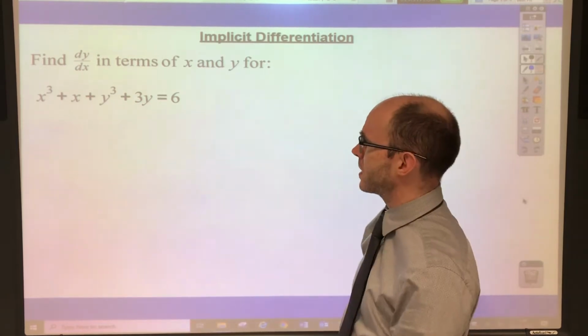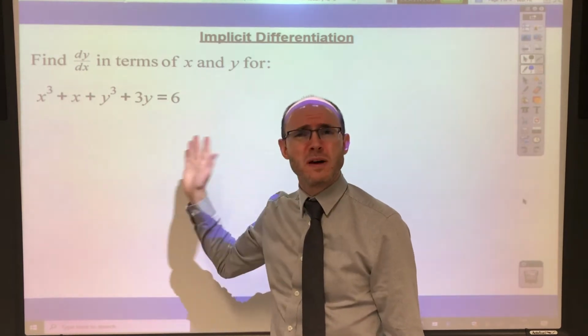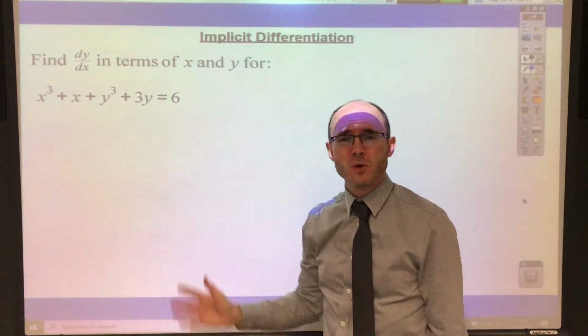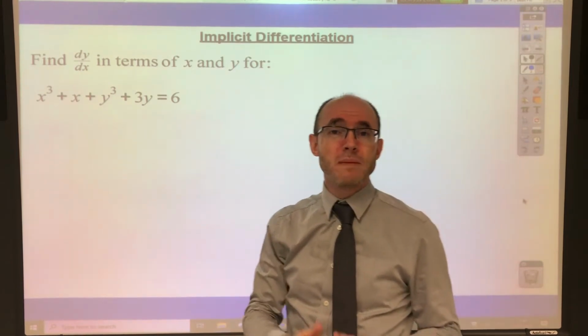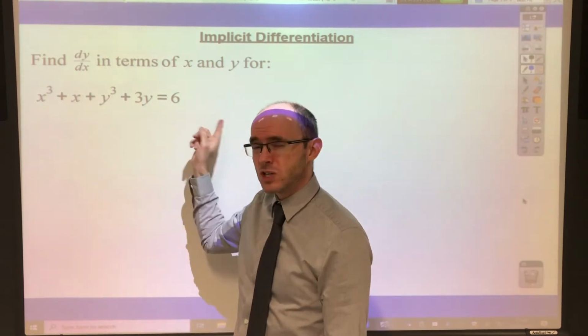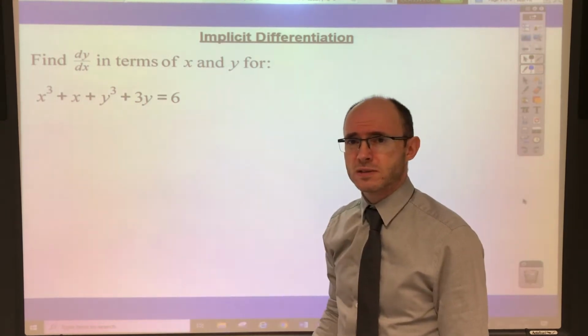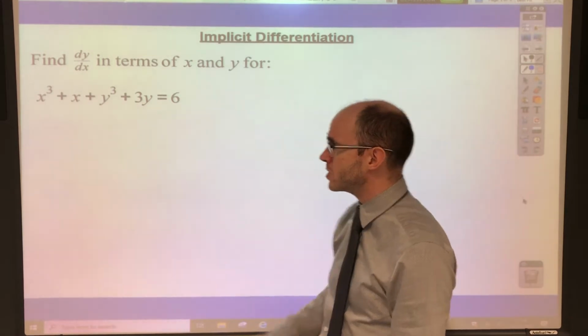But when you've got something like this, you've got a y cubed term there and a 3y term there, you're not going to be able to make y the subject with that. And so we need to use what's called a method of implicit differentiation. Effectively, what we're doing is we're differentiating both sides of this equation with respect to x.